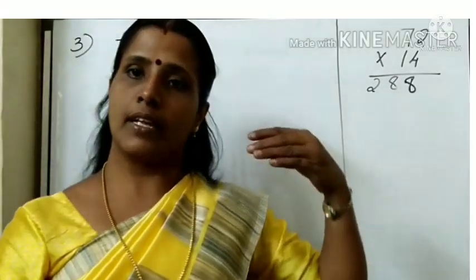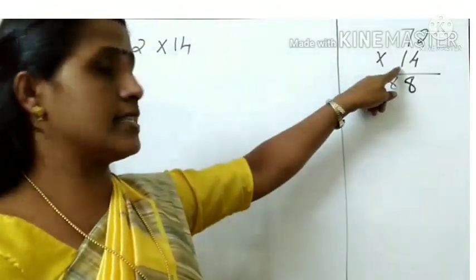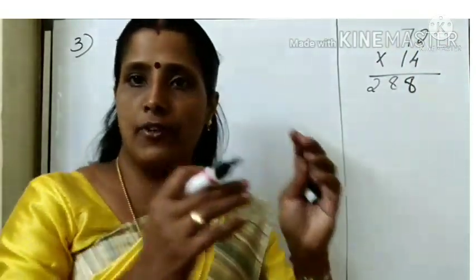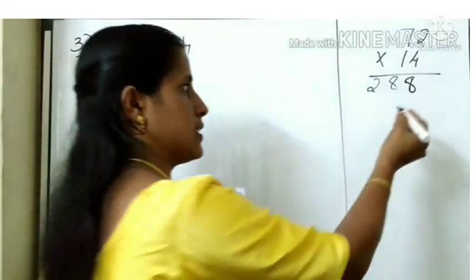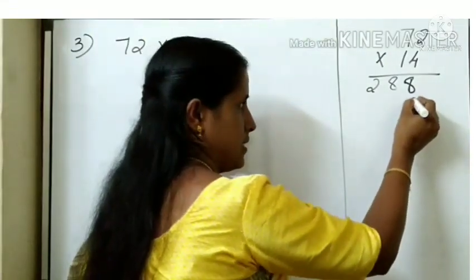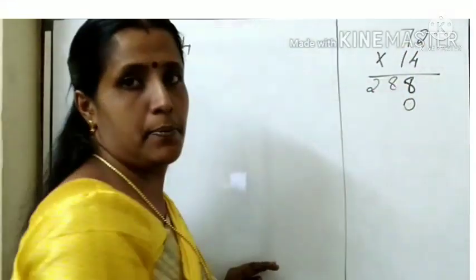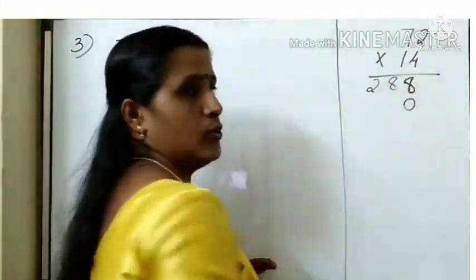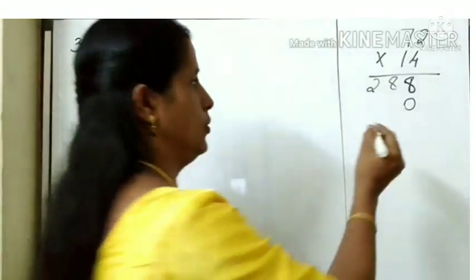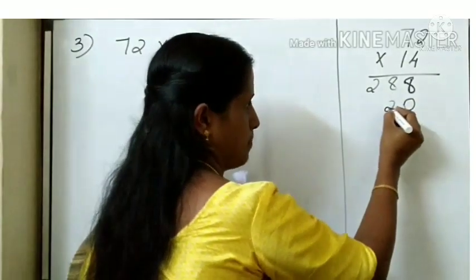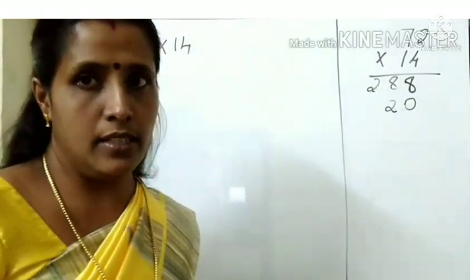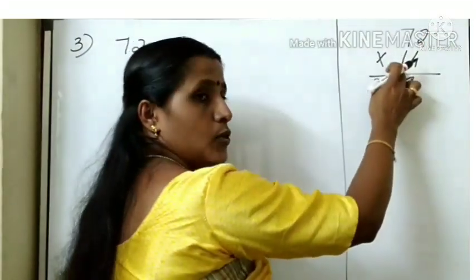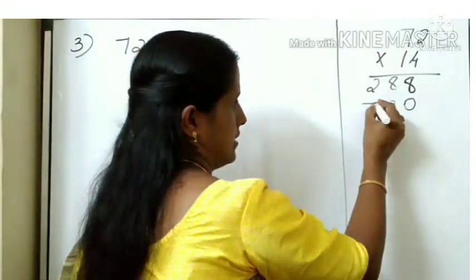Then move to the tens place number. Here the tens place number is 1. These two digits multiply with the 1. Before multiplying, first we have to put the 0 on the ones place and then start to multiply from right to left. 2 into 1, that is 2. So writing on the tens place. There is no carryover. So move to the next place, that is 7. 7 into 1, that is 7.